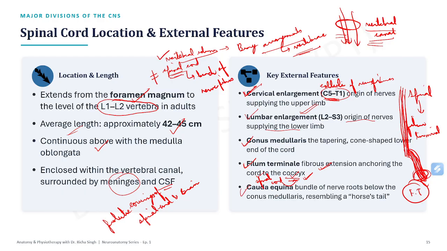What is cauda equina? Cauda equina is a bundle of nerve roots below the conus medullaris. So, below conus medullaris ending, there are nerve roots which bundle after the conus medullaris, called the cauda equina. Why is it termed equina? Equina refers to the horse. And since these nerve roots end after the conus medullaris, they resemble a tail of the horse.